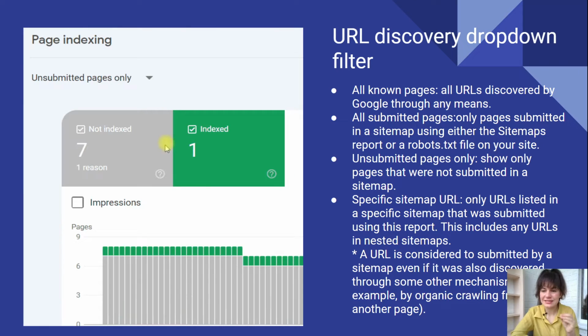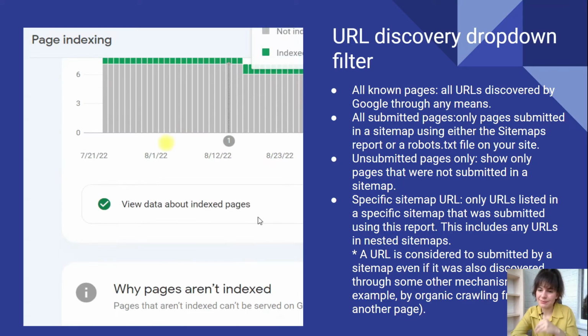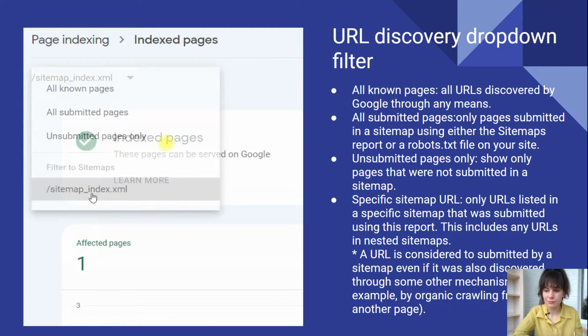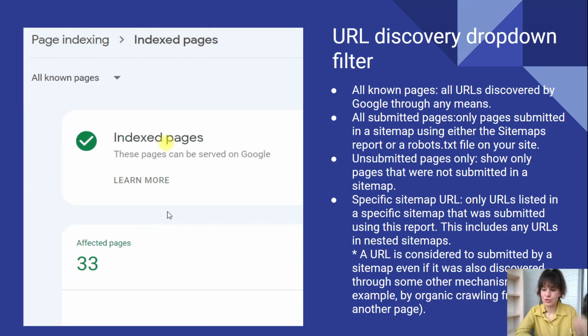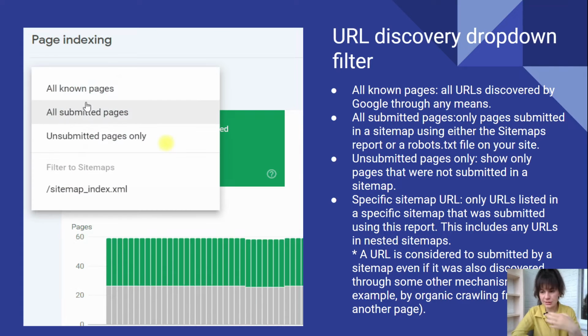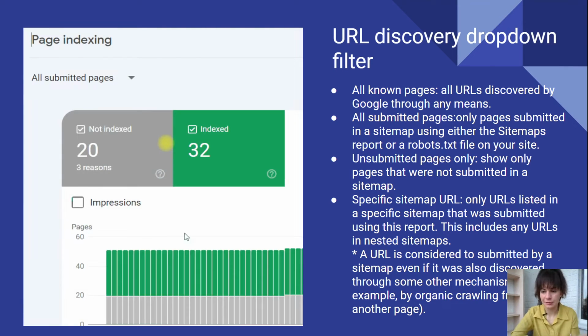A URL is considered submitted by a sitemap even if it was also discovered through some other mechanism. So it could be confusing: even if Google finds, for instance, URLs through internal links, but it was in a sitemap which you submitted, it will be counted as found in the sitemap.